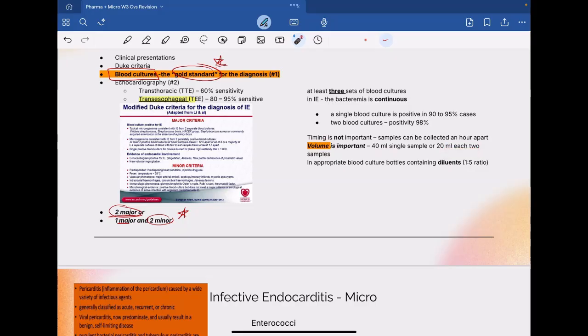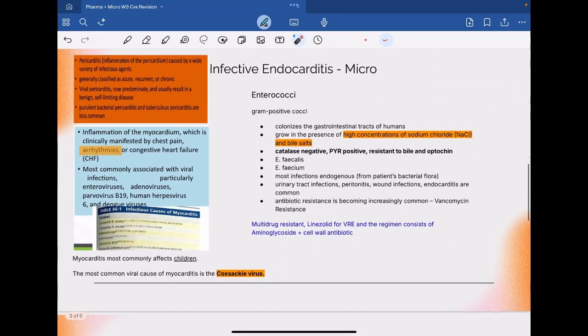And the blood culture bottles contain diluents. These diluents, of course, dilute the blood, and they contain nutrients, and also they contain anticoagulants, so they could stop the blood from thrombosing or coagulating, and the nutrients they contain allow the bacteria to grow and thrive. So we can culture it later on.